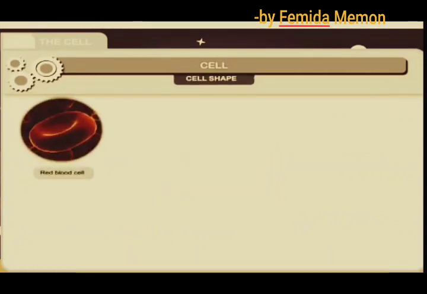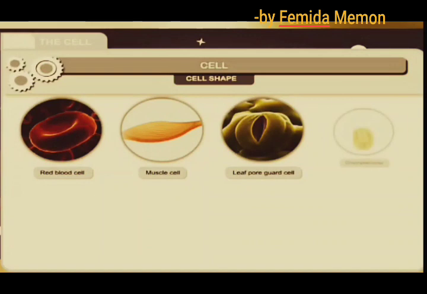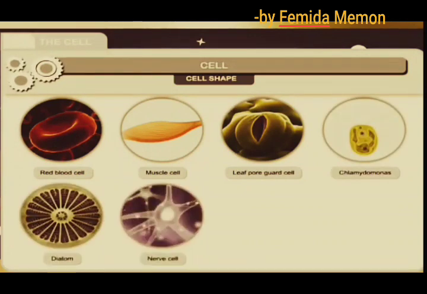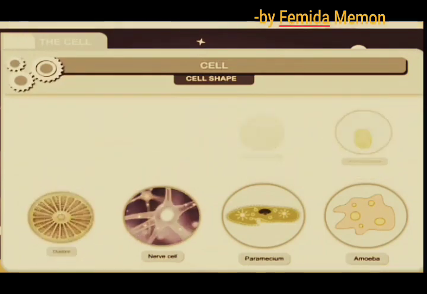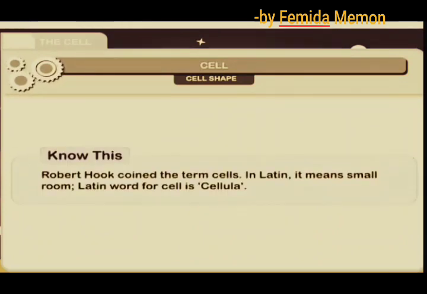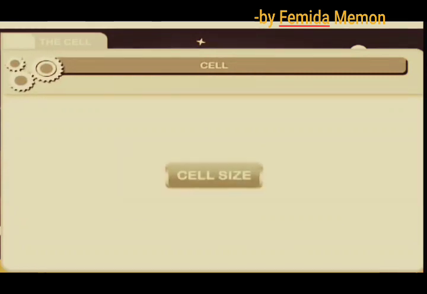Cell shape. Cells are of various shapes, which may be spherical, oval, elongated, or columnar. Amoeba is irregular in shape, and it keeps on changing its shape. Chlamydomonas is pear-shaped. Notice, Robert Hooke coined the term cell. In Latin, it means small room. The Latin word for cell is cellula.